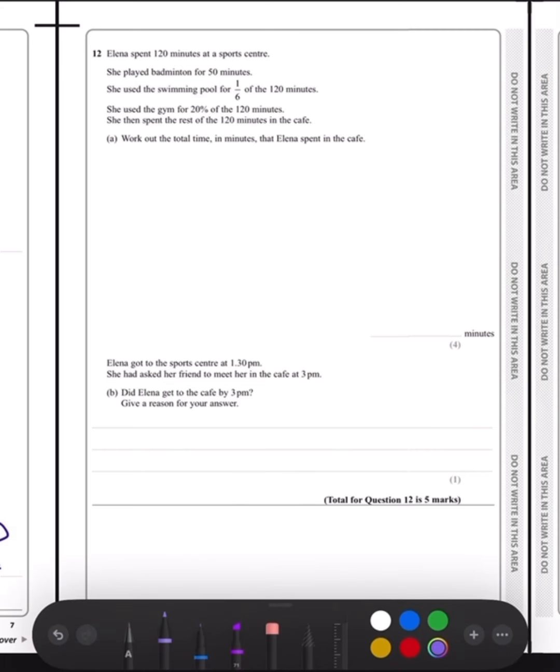So now when we move on to the next question, now it's a different one. Your question basically is: Alina spent 120 minutes at a sports center. She played badminton for 50 minutes. She used the swimming pool for 1/6 of the 120 minutes. She used the gym for 20% of the 120 minutes. Then she spent the rest of her 120 minutes in the cafe. Work out the total time in minutes that Alina spent in the cafe.